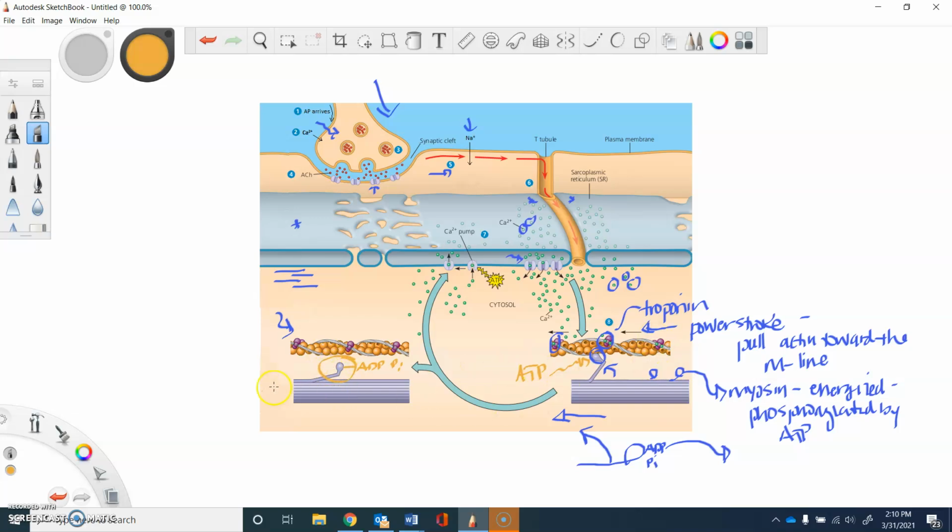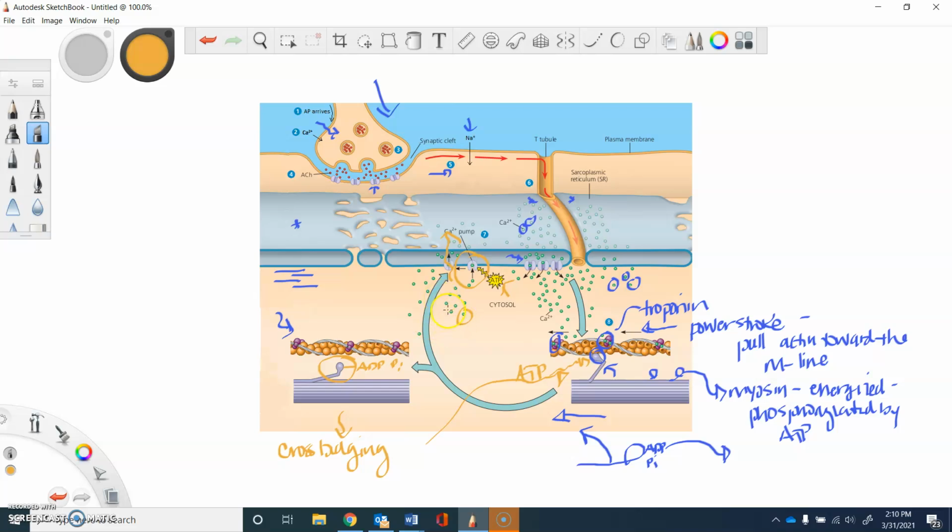And it will keep doing that. That's called cross-bridging, and it will continue to do that until the calcium gets actively transported back into the sarcoplasmic reticulum. This right here is a calcium pump. It's active transport, so it is being fueled with ATP as well.